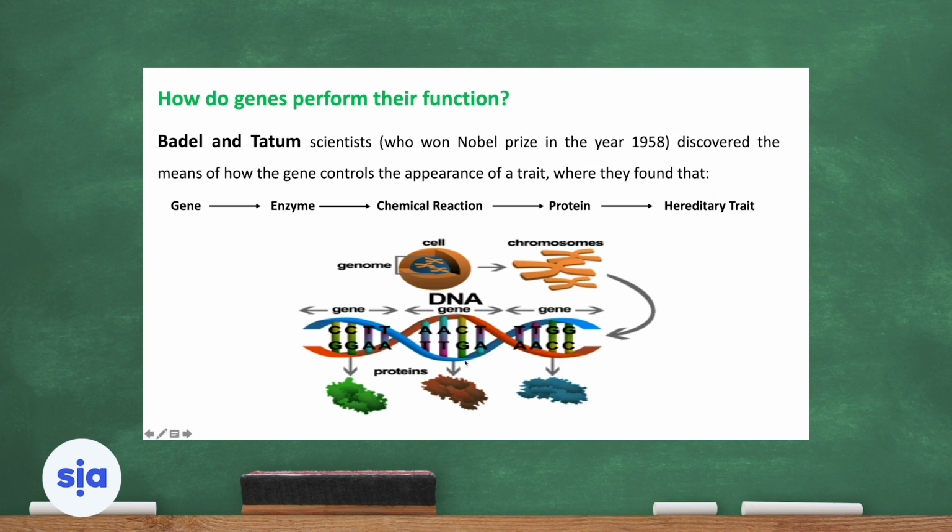So if you can see here, the DNA is formed of segments of genes. Each gene will result at the end in a protein. This protein represents a hereditary trait.